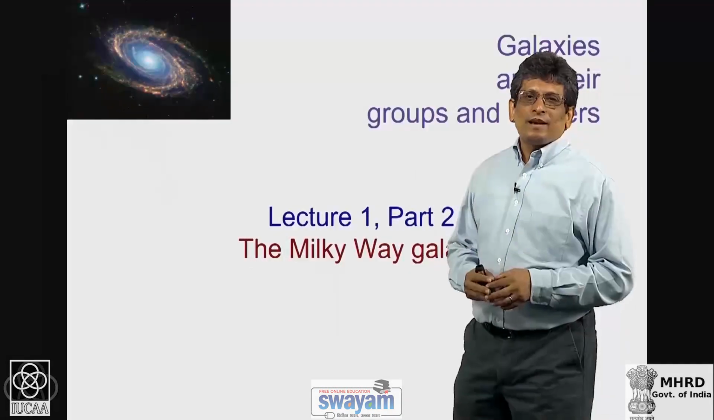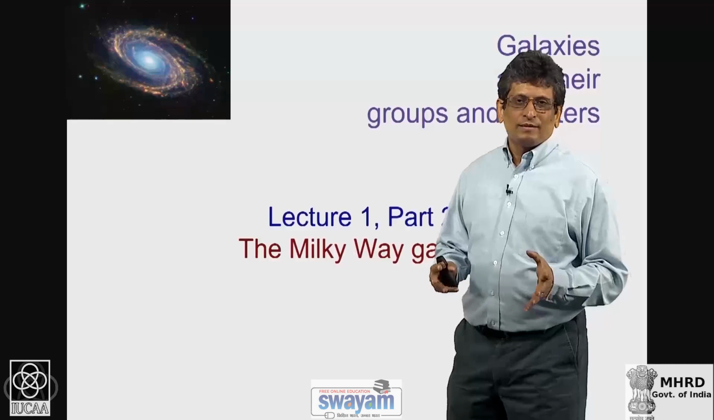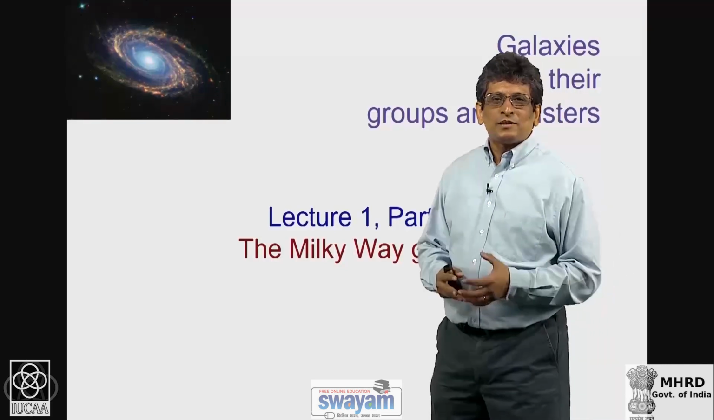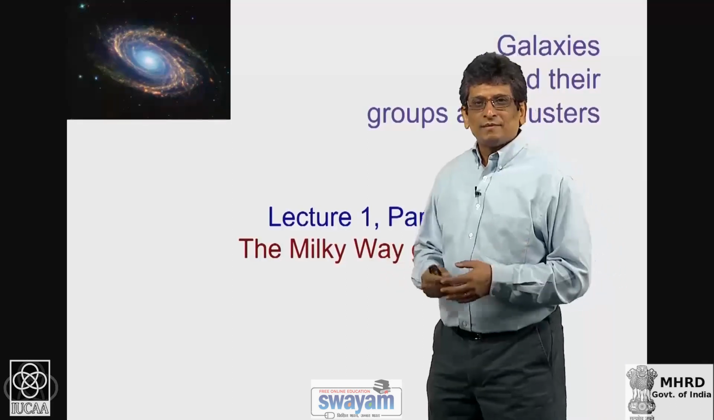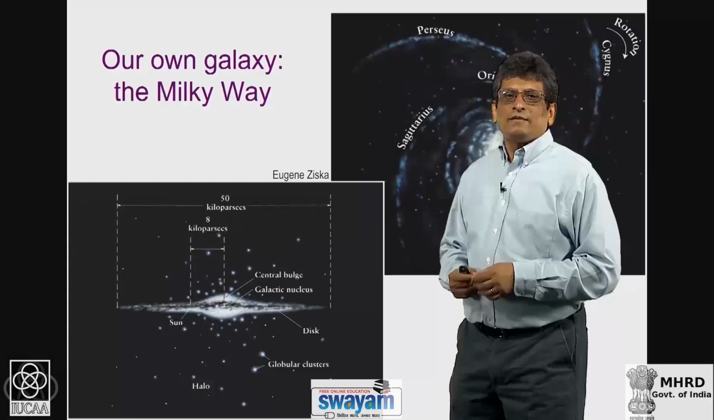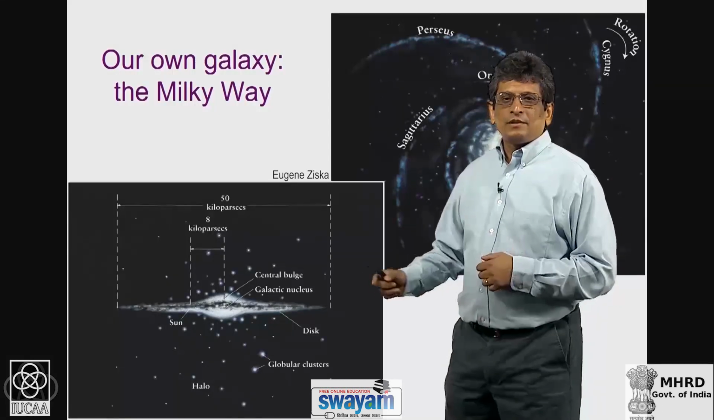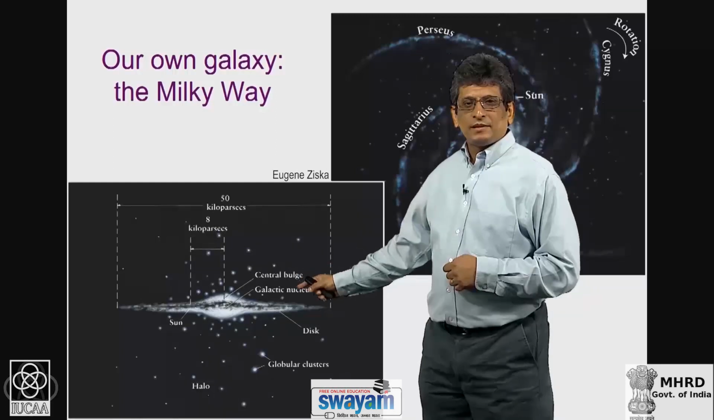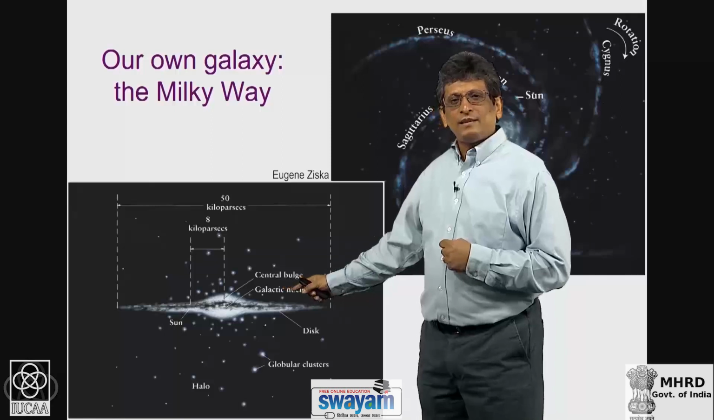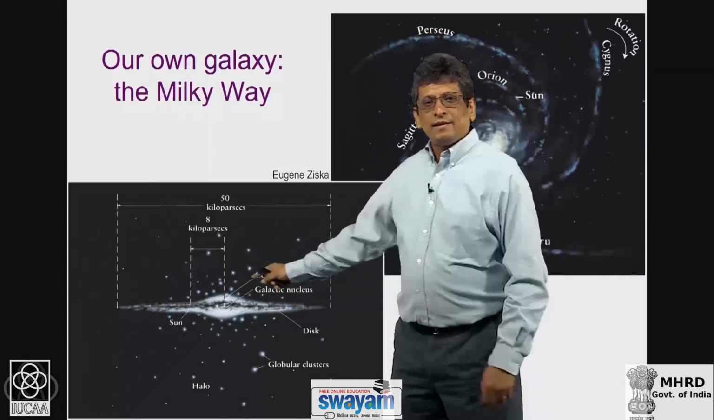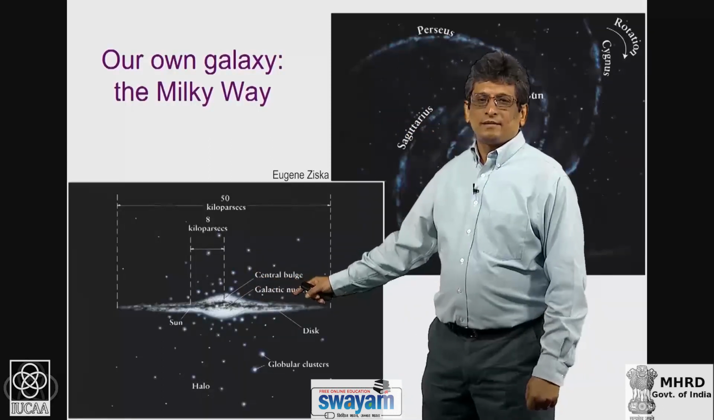So now we take a look at our own galaxy, which we call the Milky Way. In other Indian languages, it is often called Akashganga, the river in the sky. Now, we live in this galaxy, so we cannot take pictures of this galaxy. But here is a way of looking at it. Here is a side view of this galaxy. I told you we live in a spiral galaxy, so it's a disk galaxy. And here it is a disk in which we are not at the center.